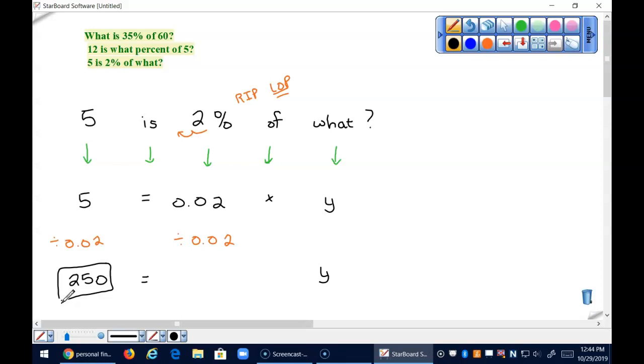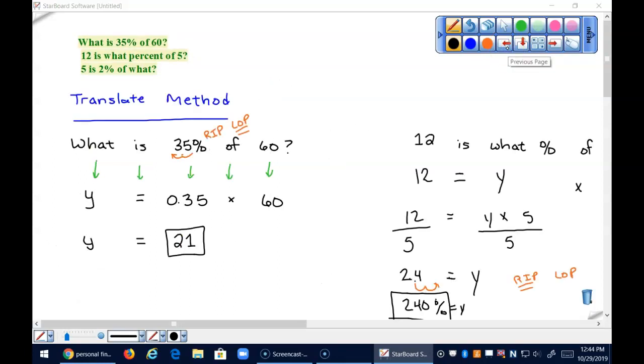So when I do this process, there's always a riplop. Maybe a number started in percent format, and as I translate, I will take it out of percent format. Or maybe, like on Amanda's one, the answer needs to be in percent format. So there's no riplop at the beginning, but at the end I have to riplop to get the percent I'm looking for. So that's the translate method.